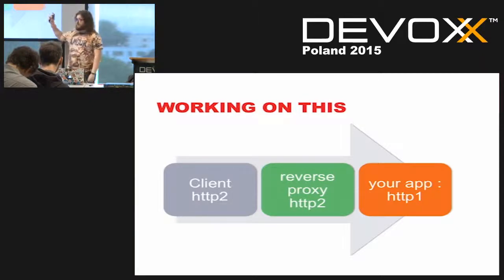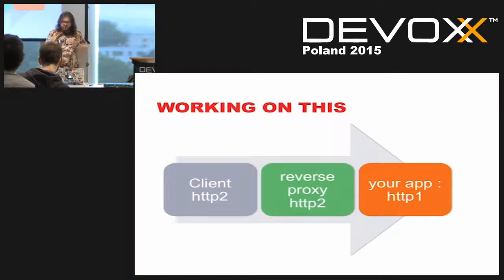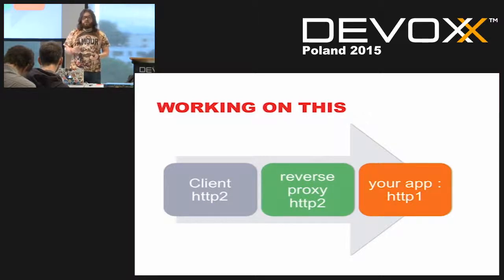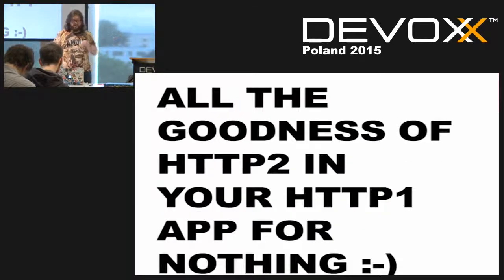We are building a new reverse proxy, which is very cool, and it's there. It's written in Rust, and when the client is able to speak HTTP 2, the reverse proxy will upgrade the connection to HTTP 2 and speak to your own application with HTTP 1 with permanent TCP connections inside the platform. Early benchmarks we did give a 10 to 15 percent performance gain with no code change, which is pretty huge. And it's all the goodness of HTTP 2 in your HTTP 1 application for nothing.